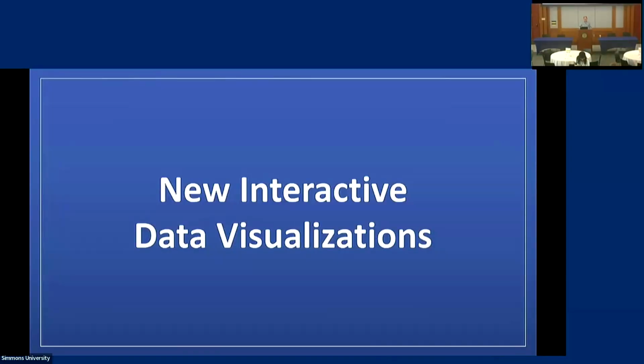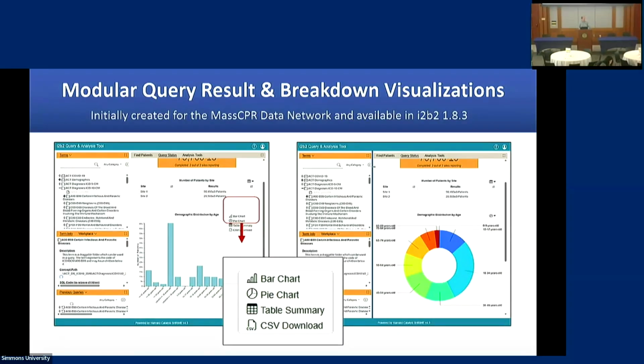And for my disclosures, there are a few different topics I want to talk about today. The first are new interactive data visualizations. This is a major revamping of how query results and breakdowns are displayed in the user interface. This was driven by the Mass CPR data network that we talked about yesterday. The epidemiologists, researchers, and public health groups that are planning to use the network have lots of different types of reporting and spatial temporal analyses that they need, and we didn't have that capability in i2b2 before.